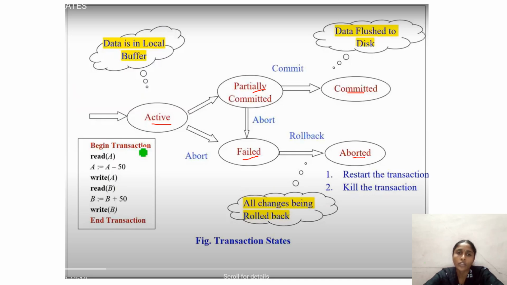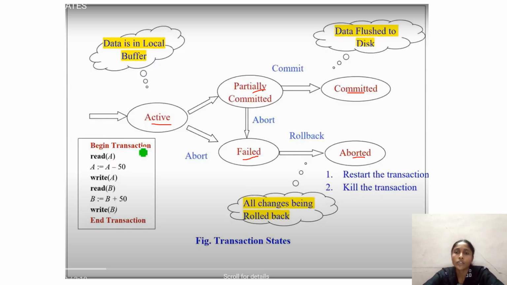If the transaction moves from the active state to the failed state, it is because of any inconsistencies or any network failure during the transaction. If the transaction moves from the active state to the failed state, it must go to the aborted state, because the transaction never happened. We can then start the same transaction again from the initial state.